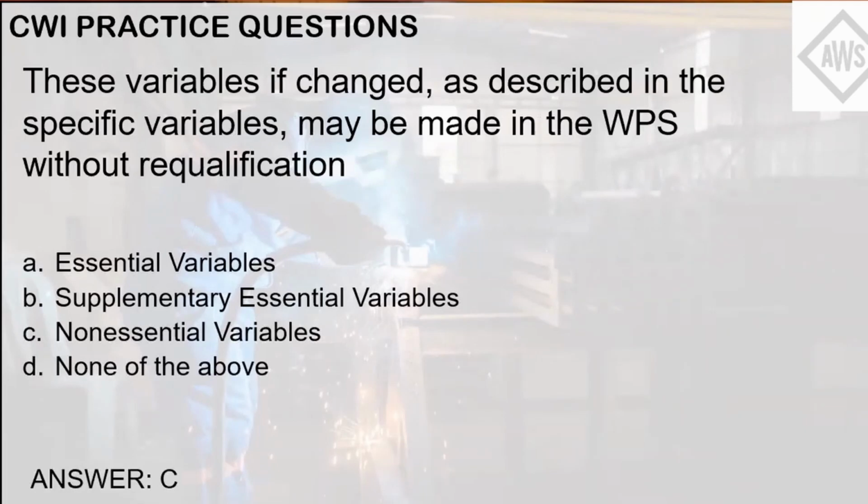So if these variables are changed in the WPS, such as the size of the electrode, the welding technique, and some others depending on the process, you will not need to requalify the WPS, but you still need to address them in the WPS. So maybe you have a specific orifice cup for the TIG welding you're using. If you somewhat change it, or down the line your welder changes it, it's okay, you don't need to requalify, but you still need to address that in the WPS.